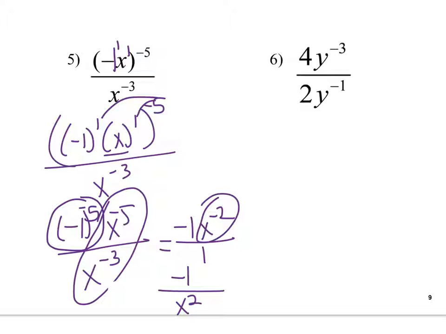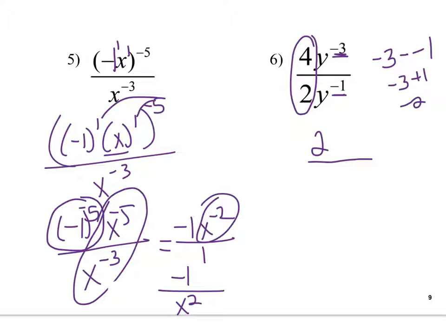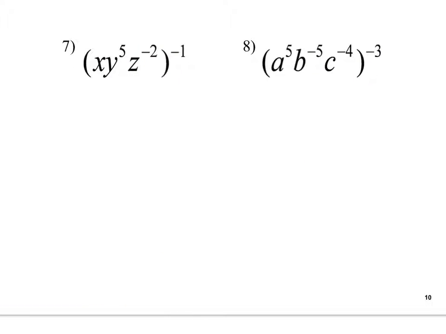So here, if we want to reduce, 4 divided by 2 is just 2. Now, this one right here, the y is being raised to the negative third, and the y is being raised to the negative 1. So it's negative 3 minus a negative 1. So that is a negative 3 plus 1, or negative 2. The answer always goes to the top. Right, so this is what we have now. The 2 is not being raised, the 2 stays on top, but this one's going to move to the bottom.